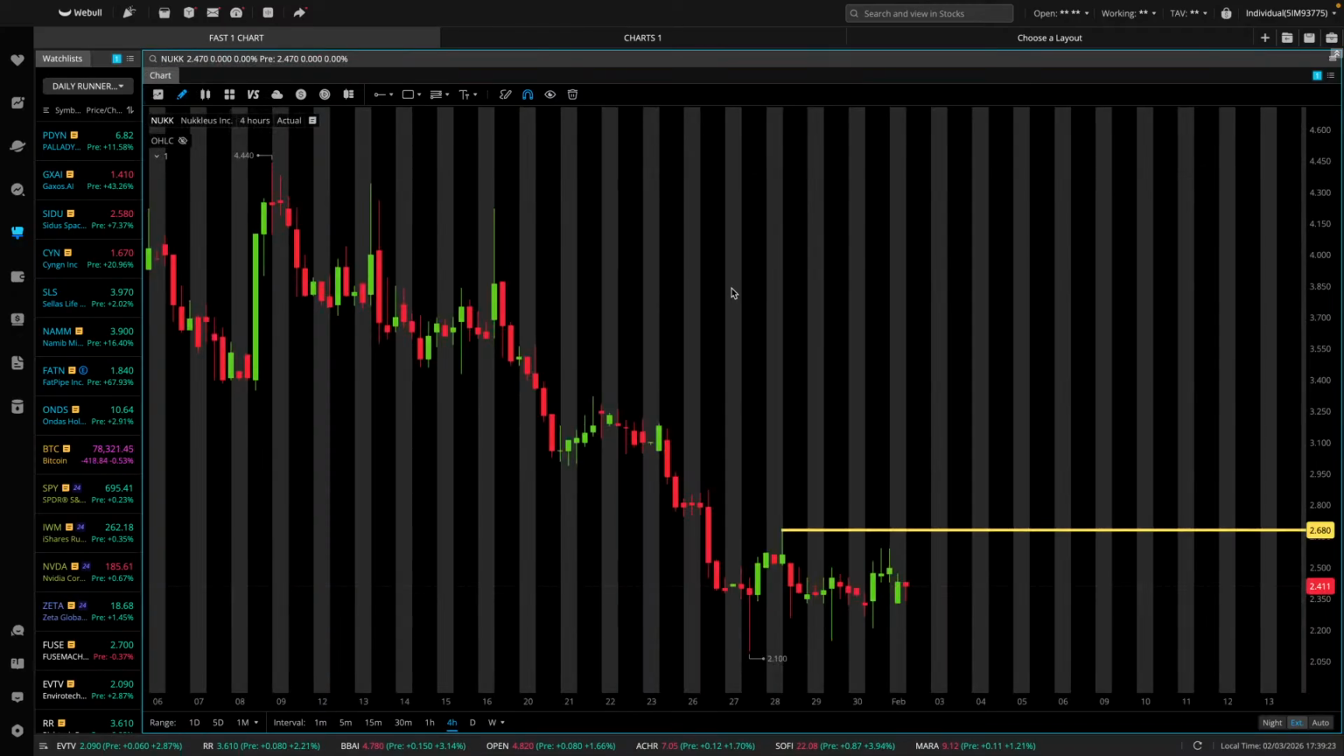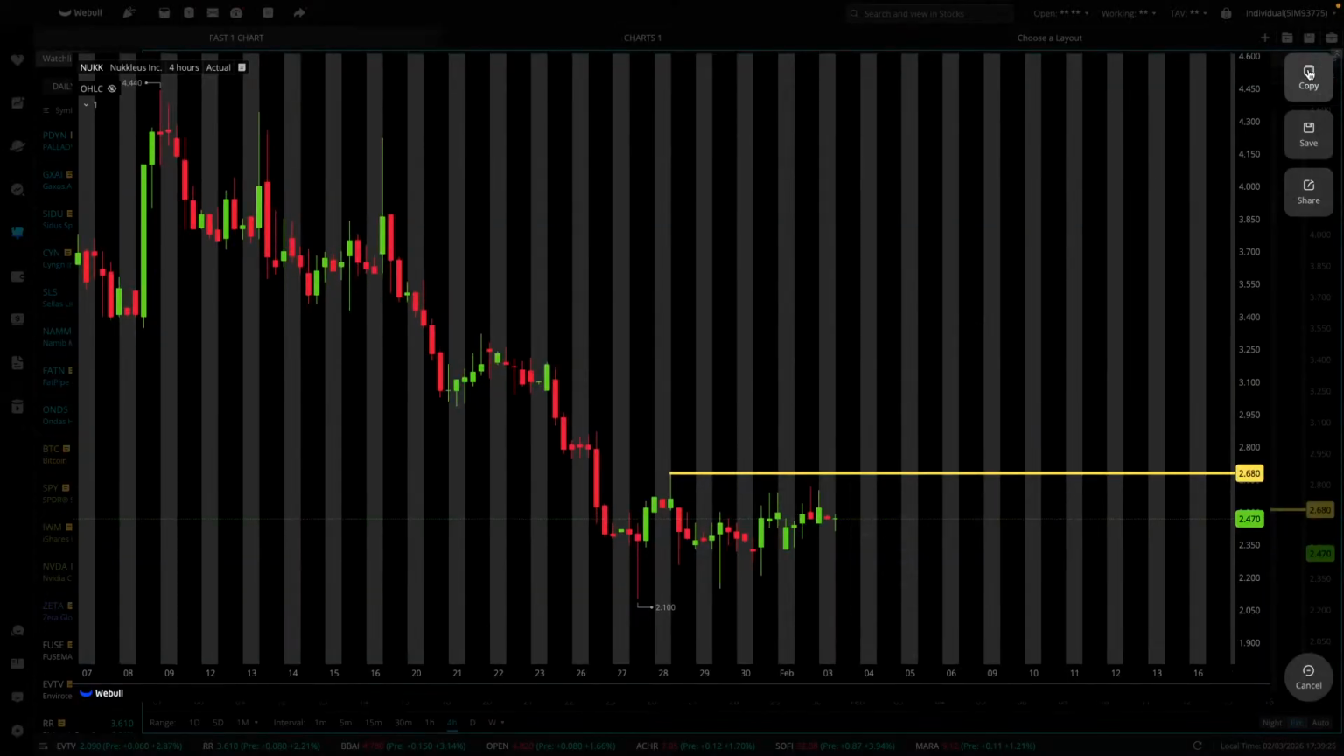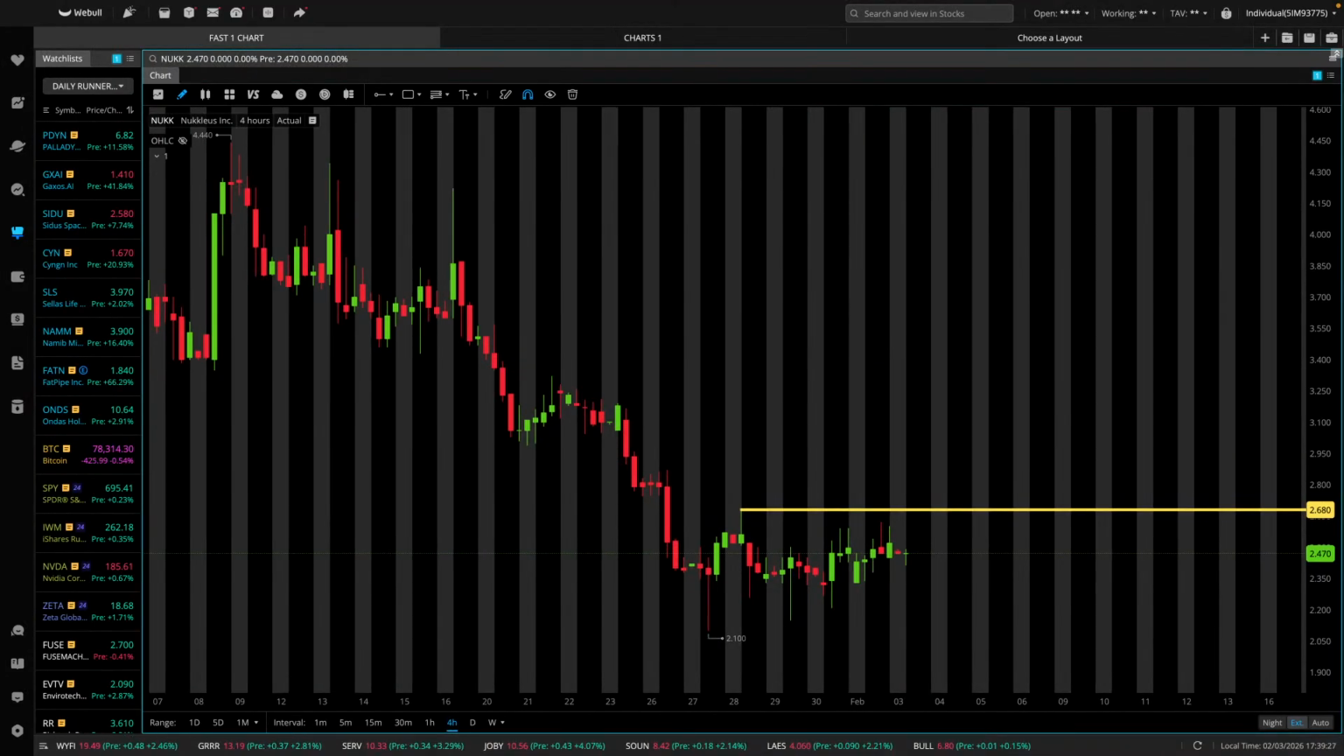NUKK, what's happening here? NUKK entries only above 268. So save this one. Wait for a break above 268. If you break 268, it means that the downtrend has now broken, the trend is now going up, meaning bullish, meaning buy zone control, meaning higher probability to go up.